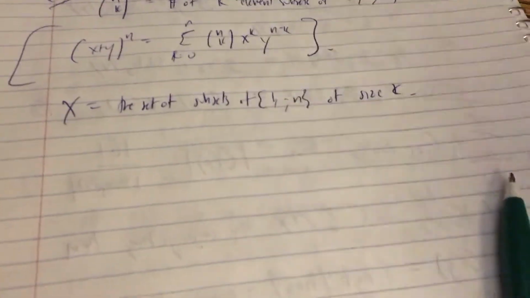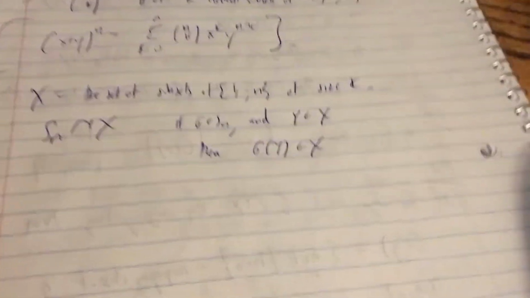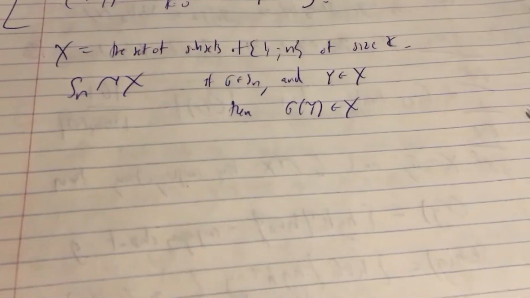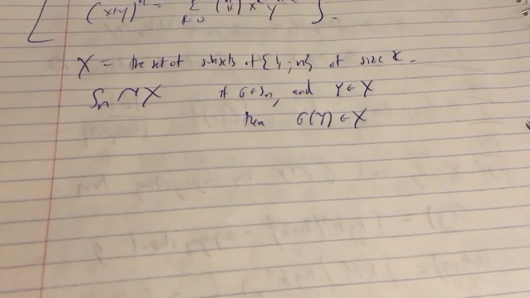And then you say that Sn, the symmetric group, acts on x. If sigma is in Sn, let's say y is in x. So now y is a subset of 1 through n. Then sigma of y is also in x. Sigma is a function from 1 through n to itself, just a bijective map. So I can take this sigma and apply it to y, and I get another subset. And because sigma is a bijection, the new subset I get is the same size. So sigma is acting on x. That's an example of group actions.